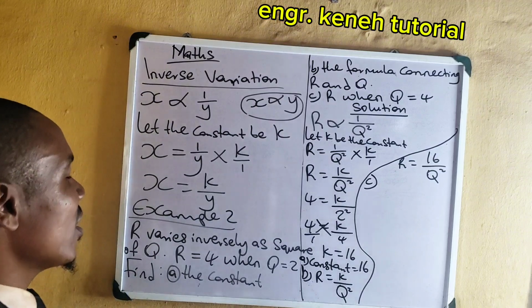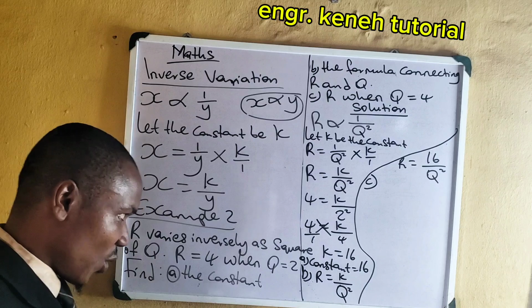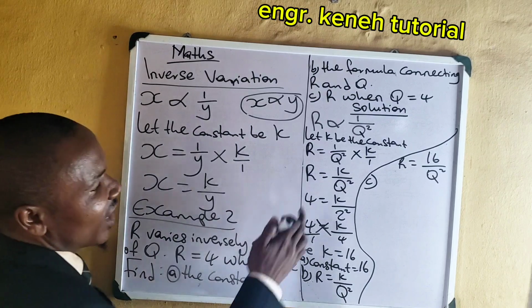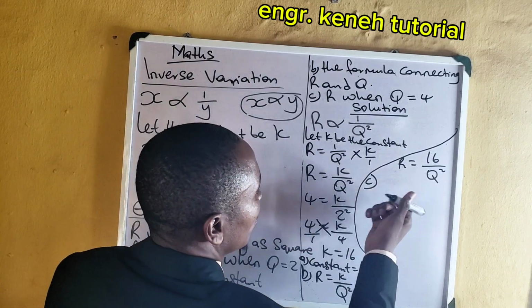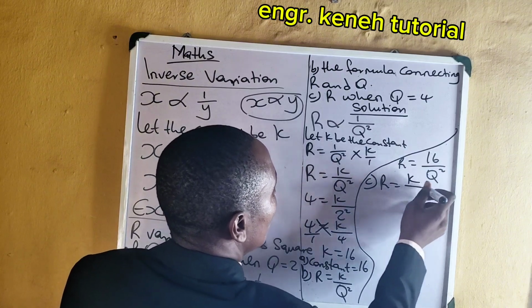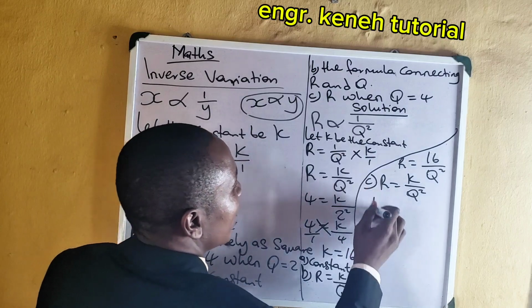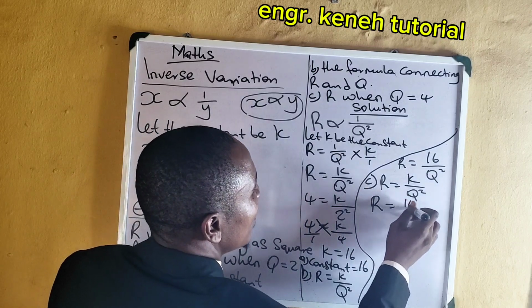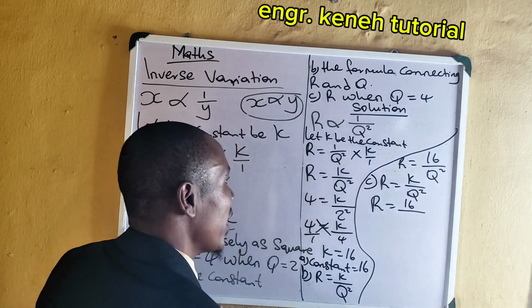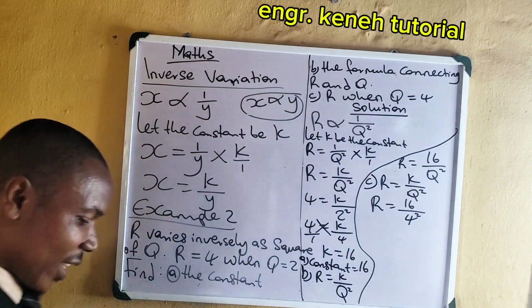The question number C says find the value of R when Q is equals to 4. Remember, we are still using this. Okay, so we have R is equals to K over Q squared. All right, so we are looking for R. K, we have it to be 16. So Q squared means 4 raised to power 2 because Q here is 4. Can you see that?